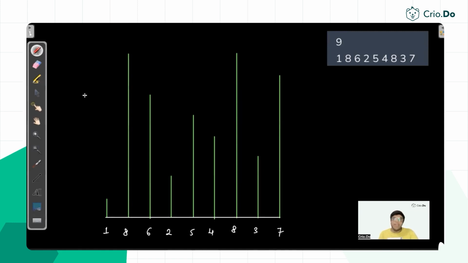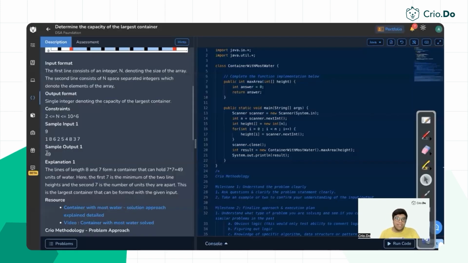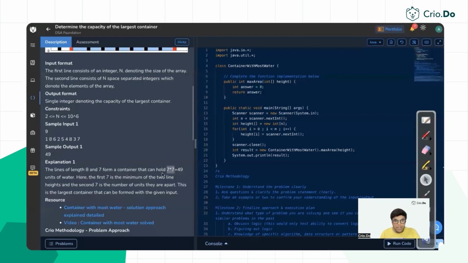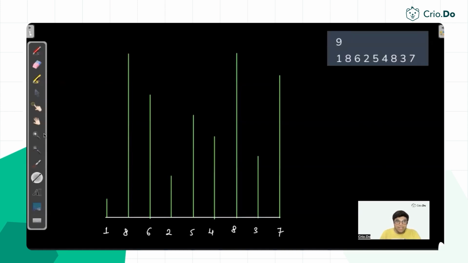And we have to form the maximum area container, which according to the answer is 49. Sample output is 49. And what is that area? That area is 7 into 7, which is the lines 8 and 7. That is the first line with 8 height and the second line with 7 height. These two heights, and the length will be the distance between them, and the distance between them is 7. So 7 is the length, 7 is the height, area will be 49, and that is what they are saying is the maximum. Why can't I take 8 height and 7 length?